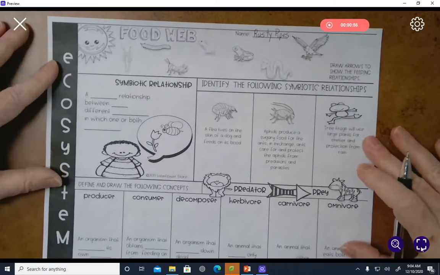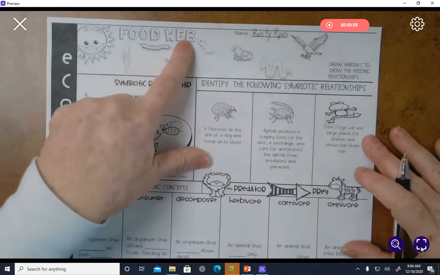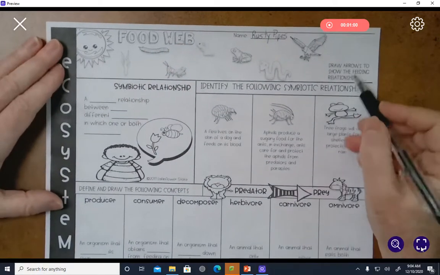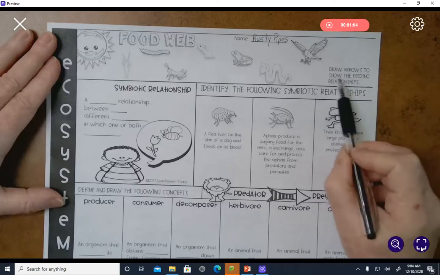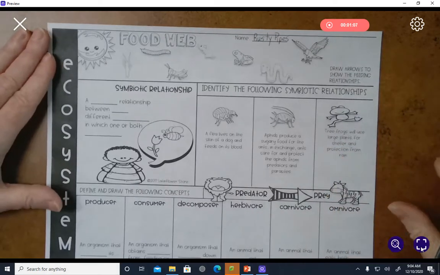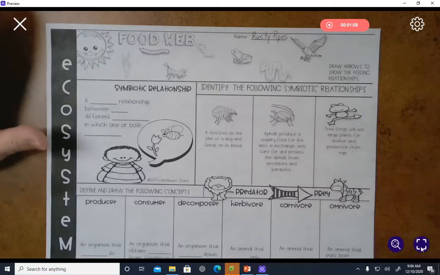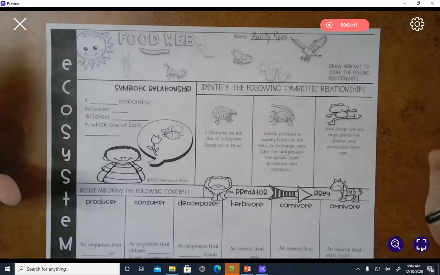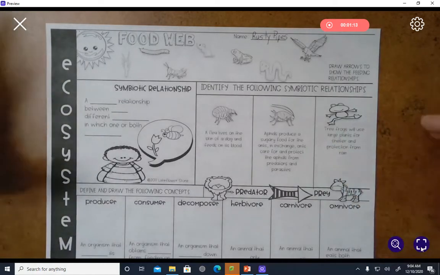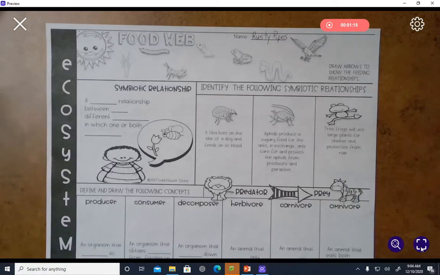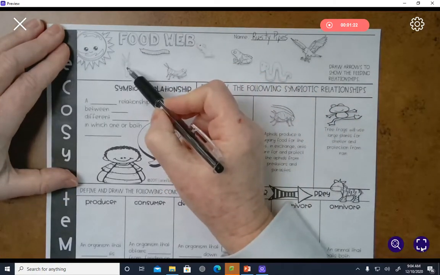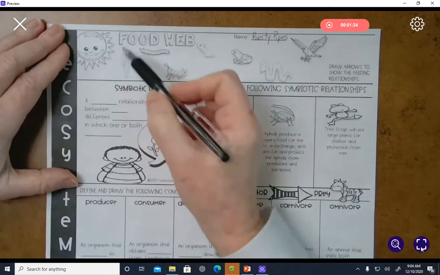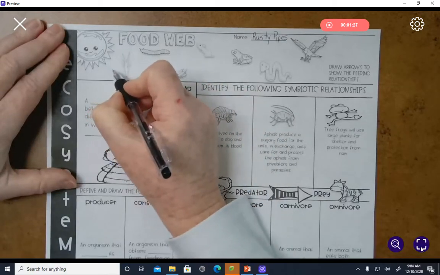All right, so let's take a look at this word food web and go over here to the directions. It says, draw arrows to show the feeding relationships. Remember what I said, it was very important the way that the arrows point. When you have a biology test, the arrows show the energy flow. No energy goes from a plant to the sun. Energy goes from the sun to the plant.